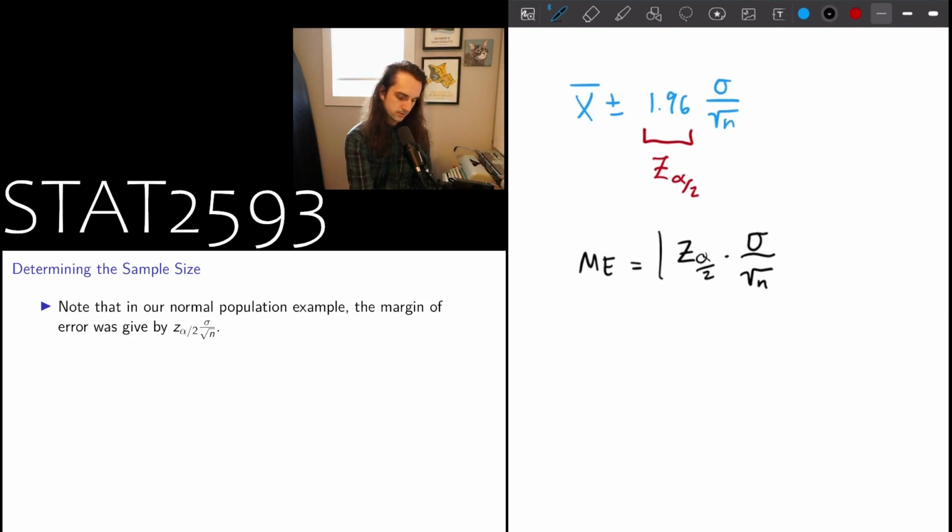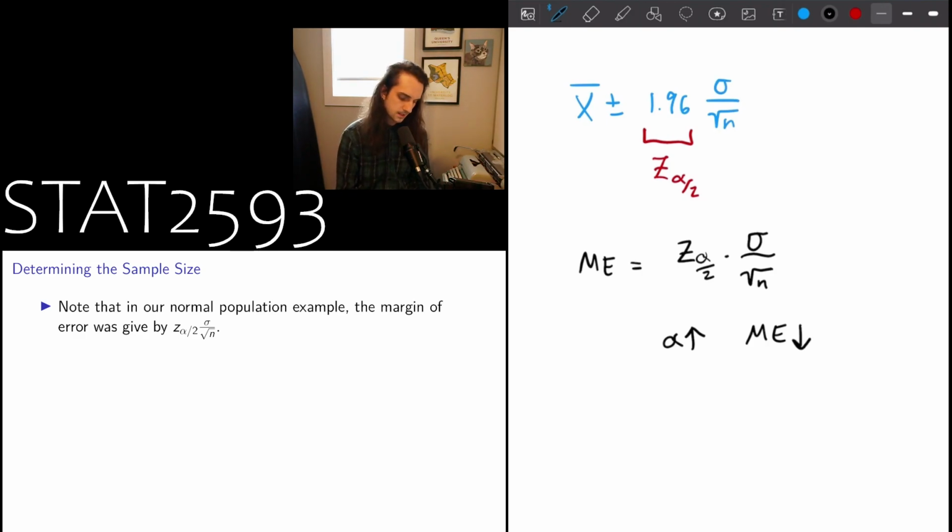I guess I should point out that we're sort of thinking of taking the magnitude of this, right? As it's written here, z is going to be a negative number. That's fine. We don't actually care very much about that. So as alpha increases, the margin of error is going to decrease.